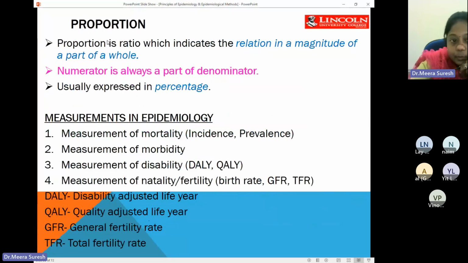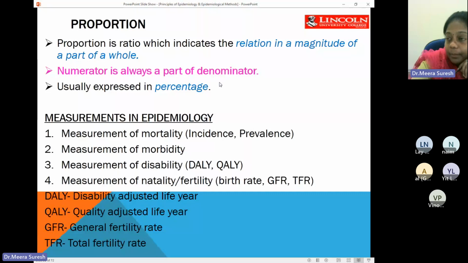Then we go for the third, that is proportion. From mathematics itself, proportion is usually expressed in percentage, so the multiplier will usually be 100. It won't be 1,000 or 10,000. It indicates the relation in magnitude of a part to a whole, like out of 100 percent, how much is males. So 50 percent is males and 50 percent is females. That is a proportion, where the multiplier usually is 100, or we express it as a percentage.